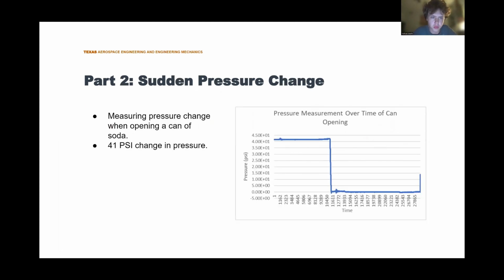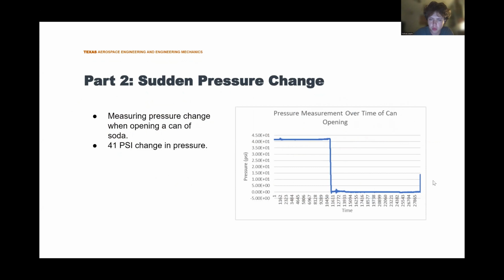So here are my results for part 2 of the experiment. This is where we had a soda can and we attached a strain gauge to it so we can measure the pressure before the can is opened and then right after, or as we're opening the can.